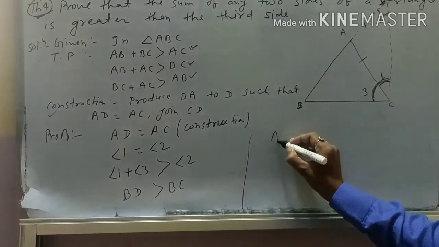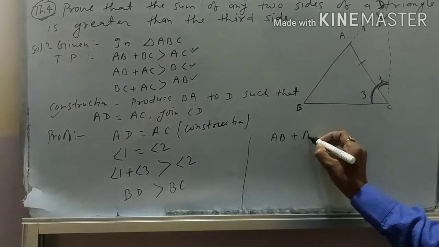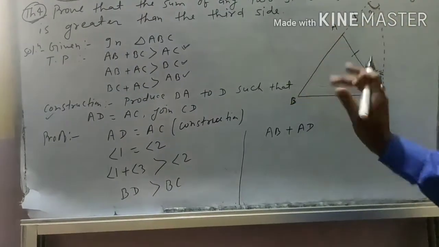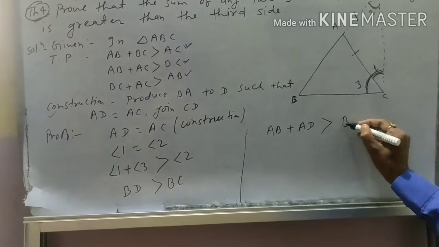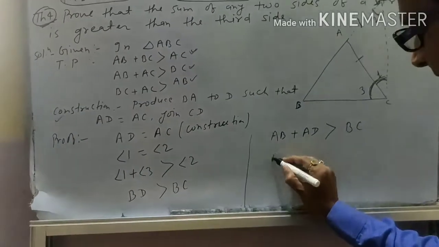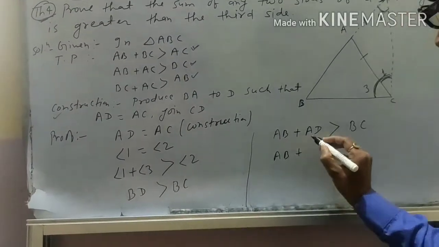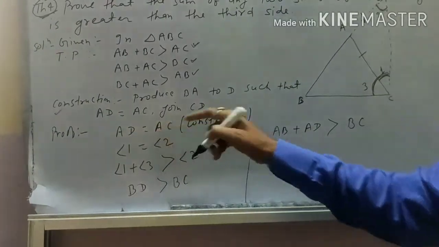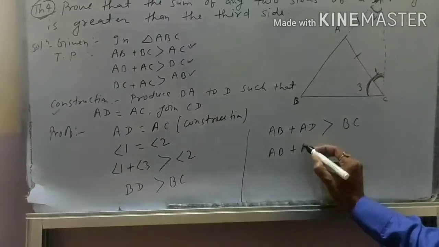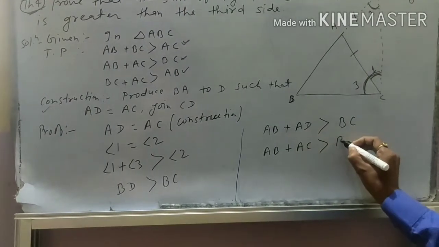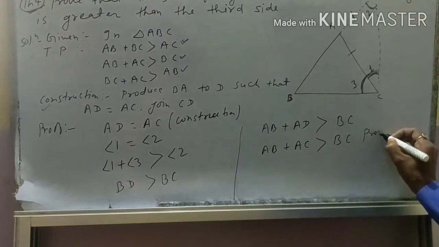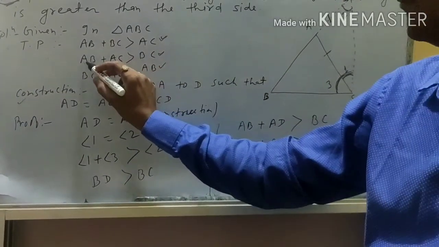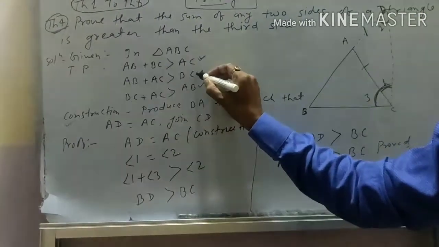BD can be written as AB plus AD. Look here. AB plus AD, which is equal to BD, is greater than BC. According to construction, AD is equal to AC. So AB plus AC is greater than BC. This is your proof. AB plus AC is greater than BC.